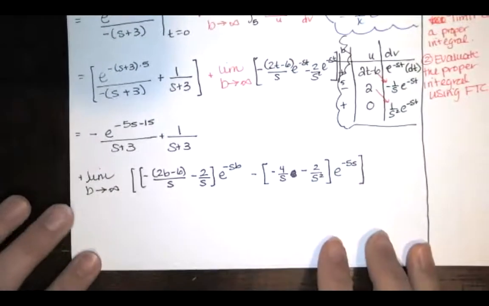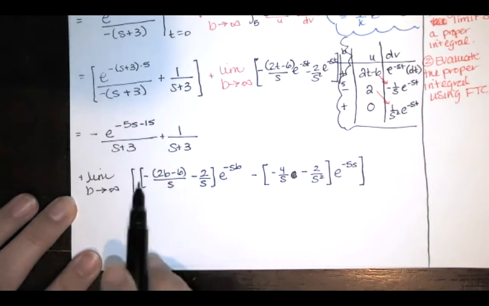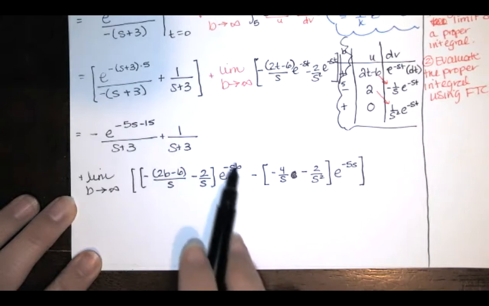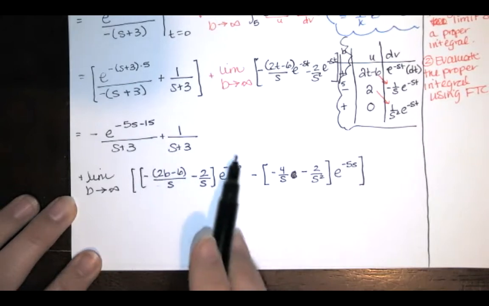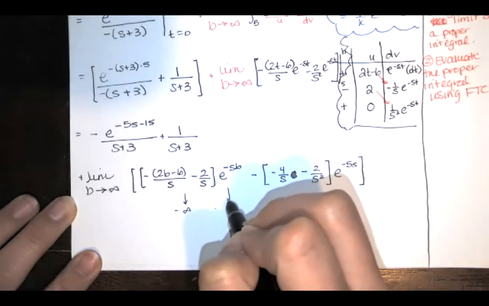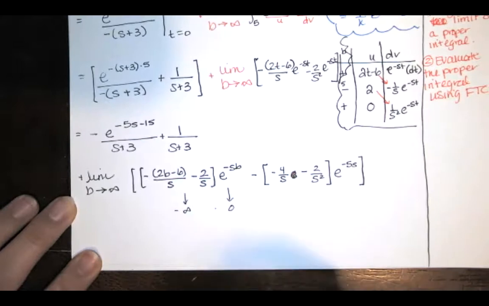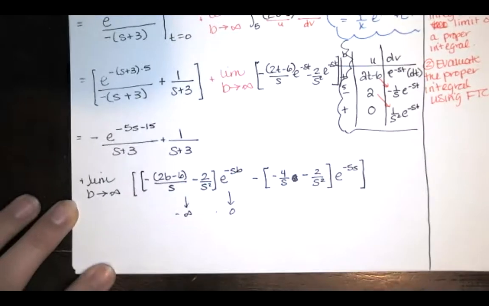Oops, sorry, I'm off the screen there. And then we want to take the limit of this result as b goes to infinity. Well, as b goes to infinity, if s is positive, this goes to 0 and this goes to negative infinity. So we have a negative infinity times 0 indeterminate form. And that means we need to rewrite it and then perhaps use L'Hopital's rule after rewriting it as infinity over infinity or 0 over 0.